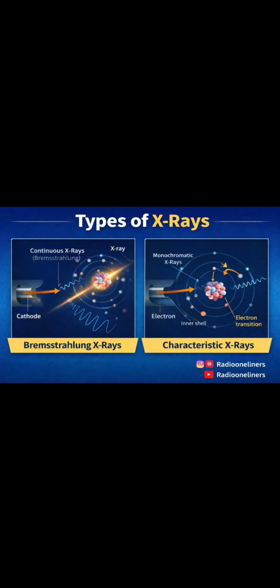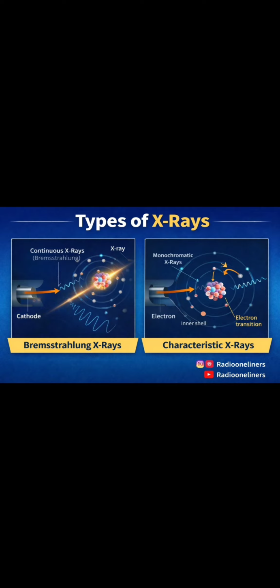If the energy of the incident electron is more than the binding energy of the electron present in the K shell or the L shell, then the electron is going to be ejected out from that shell with the help of a photoelectric type of interaction, and as a result of this, the atom becomes unstable and a vacancy gets created.